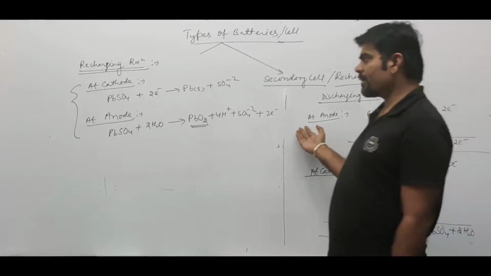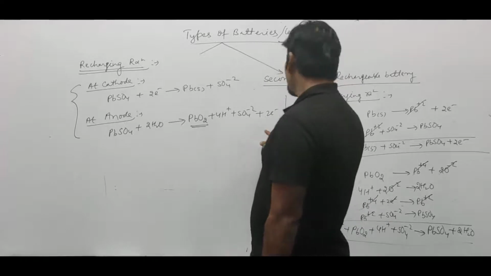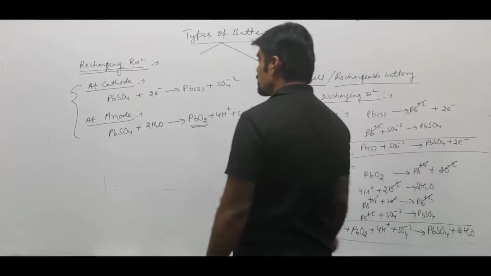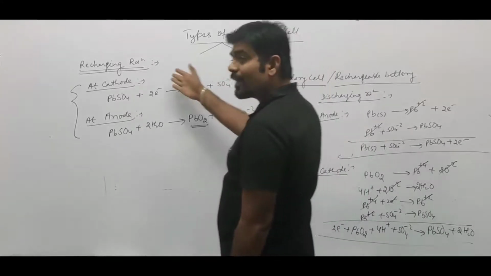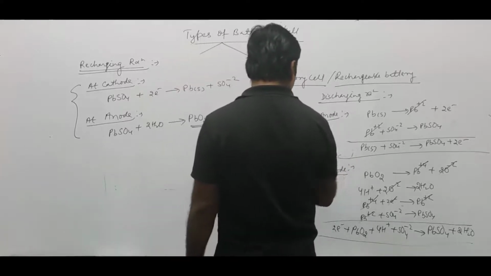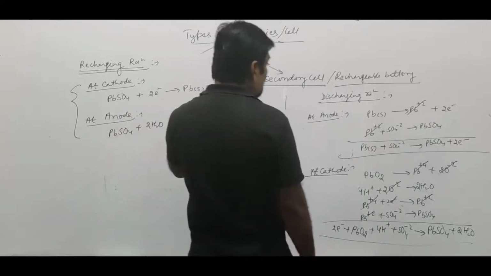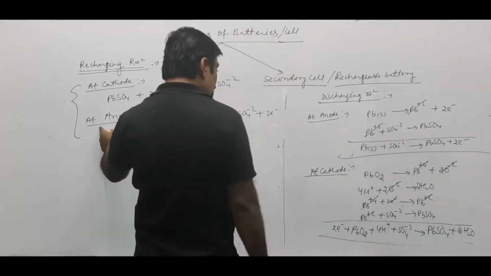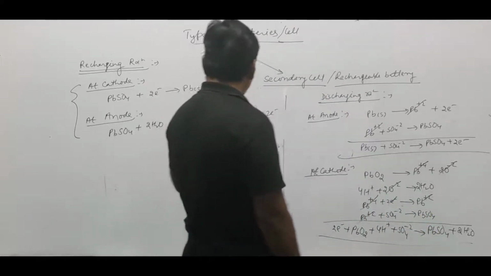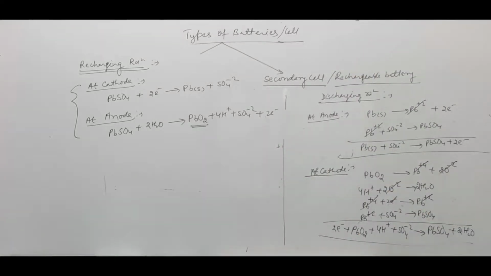So when it is connected through an external circuit providing EMF greater than 2 volt, what will happen? This reaction gets reversed. The anode of this will become the cathode of this, and the cathode of this will become the anode of this. That is a reversible cell. PbSO4 plus 2 electrons gives rise to Pb plus SO4 2-. At the anode, which was the cathode over here, PbSO4 plus 2H2O gives PbO2, 4H+, SO4 2-, 2 electrons. That is the recharging reaction.